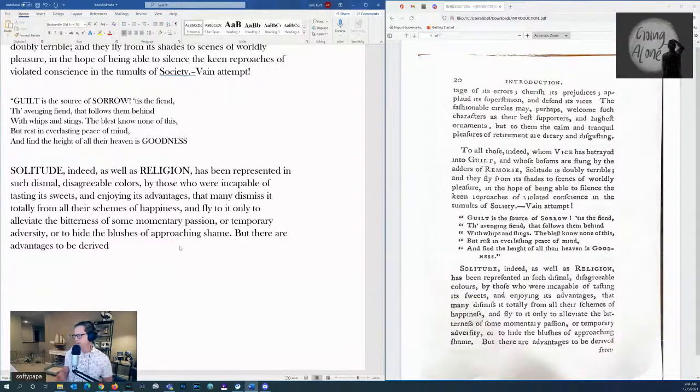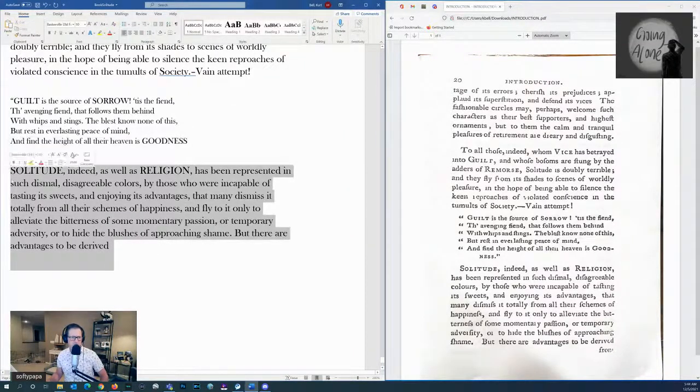Let's look at that. Solitude. There's a comma there. Solitude, indeed, as well as religion, has been represented in such dismal, disagreeable colors by those who were incapable of tasting its sweets and enjoying its advantages, that many dismiss it totally from all their schemes of happiness. Is that what it says? Yeah. And fly to it only to alleviate the bitterness of some momentary passion or temporary adversity, or to hide the blushes of approaching shame.